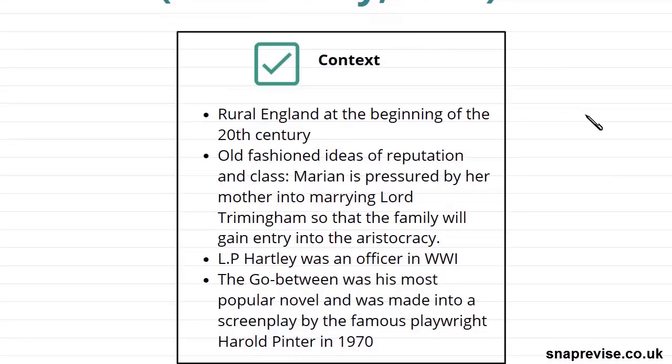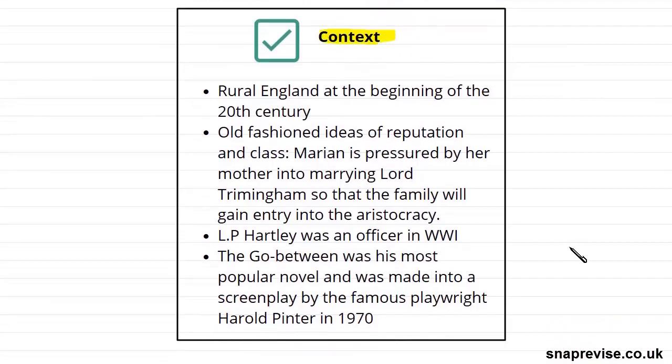So now we need to take a look at some of the contexts of this novel. There are obviously many contexts to the novel, but these are the ones that I find interesting. It is set in rural England at the beginning of the 20th century, and we see old-fashioned ideas of reputation and class. Marianne is pressured by her mother into marrying Lord Trimingham so that the family will gain entry into the aristocracy rather than just remaining in the upper middle classes.